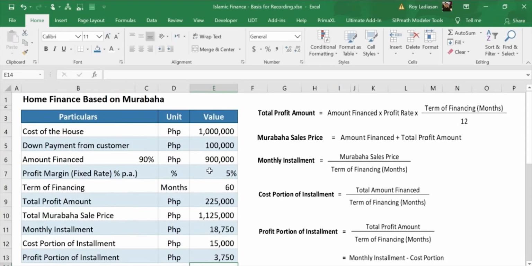This template can also be used not just for Murabaha home financing, but also in the case of good financing based on Murabaha, and also car financing based on Murabaha.